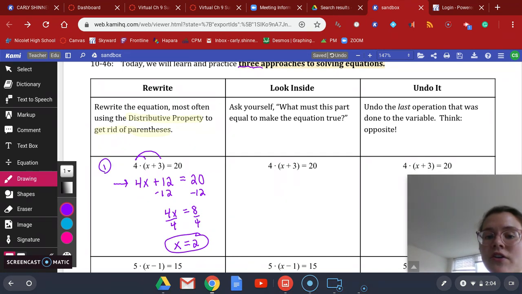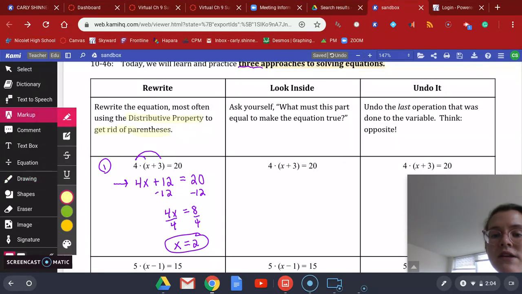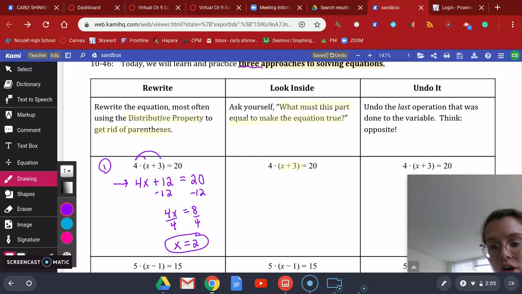Okay? Another strategy, and I kind of got into this in the warm-up today, is called the look inside. Do you see me? I'm looking, and we're asking ourselves, what must this part equal to make the equation true? Okay, so I like to use my highlight tool for this. Don't even worry about x plus 3 right now, guys. 4 times what number gives me 20? Well, 4 times 5 gives me 20.